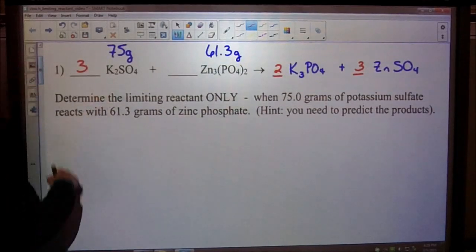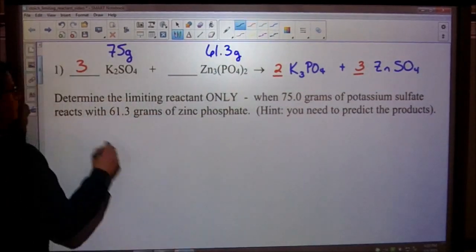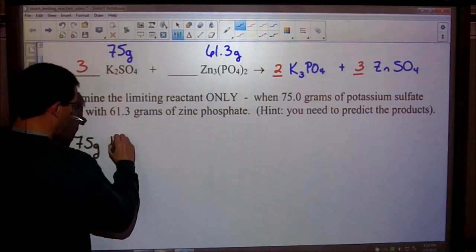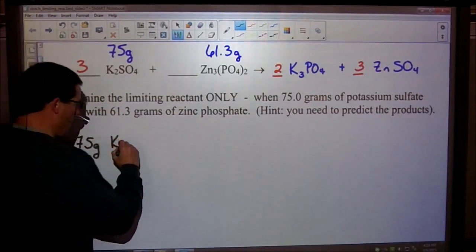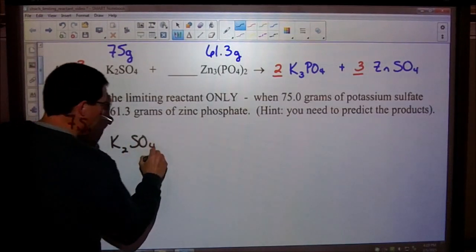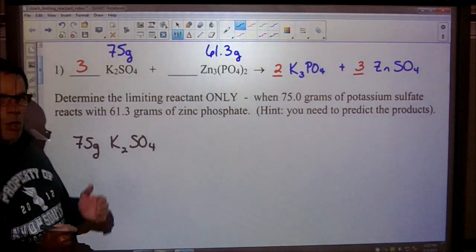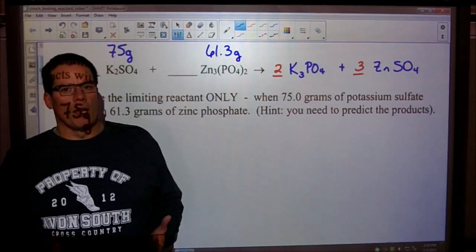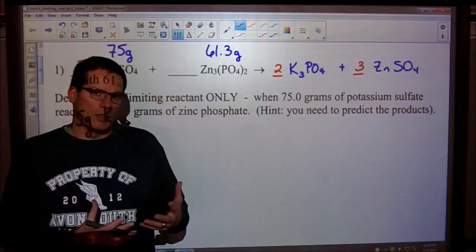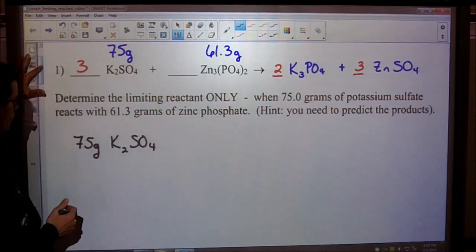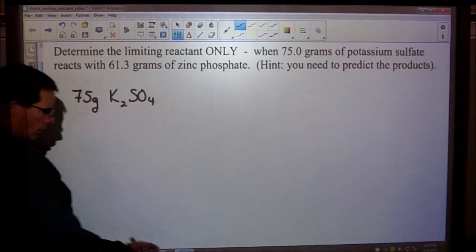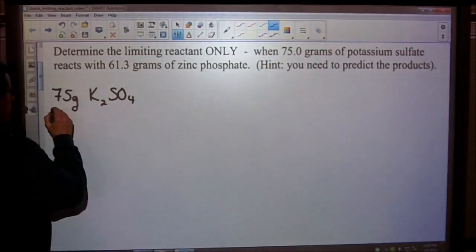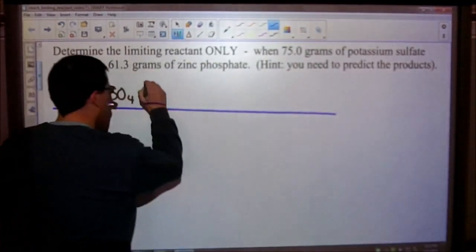So I'm going to go ahead and start with the 75 grams of my potassium sulfate. And again, it doesn't matter. If you would have picked the zinc phosphate, you would still get the correct limiting reactant, but you'd have different values. And we'll have options where you'll see how that works out. So let's continue on with this. I need to convert the grams into moles.